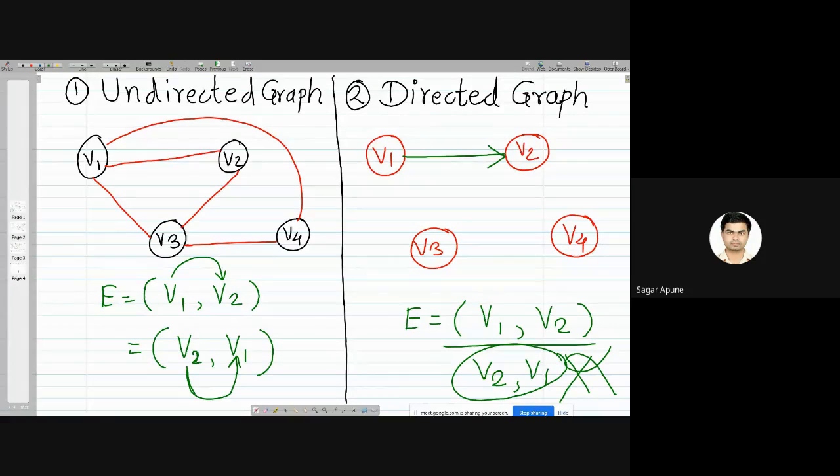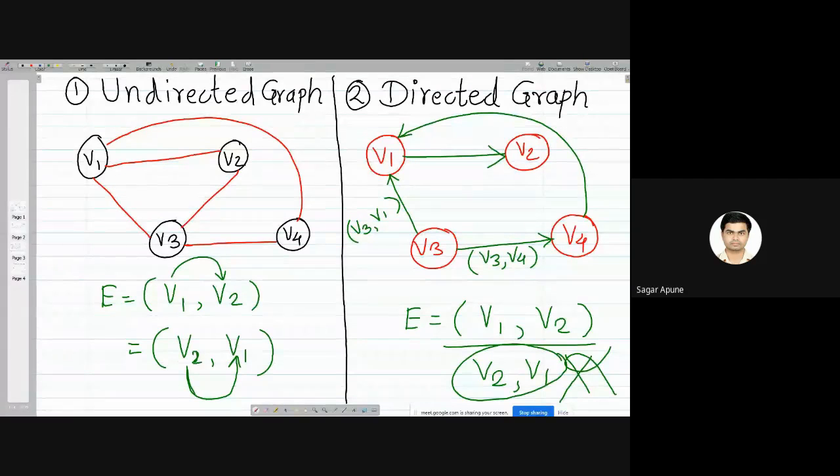Okay. So next one is, now we can read it as V3 comma V1, right? Because from V3 to V1 an edge is there. So we can read it as V3 comma V1. Okay. Here an edge is there, V3 comma V4. So we can read it as V3 comma V4. This is my edge. Again here the edge direction is from V4 to V1. So we can read it as V4 comma V1.